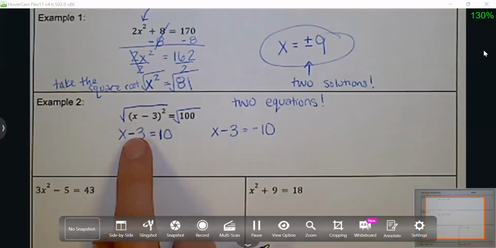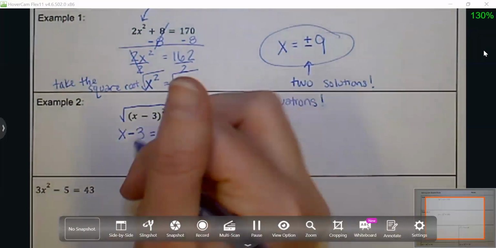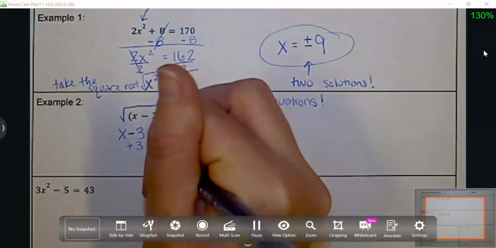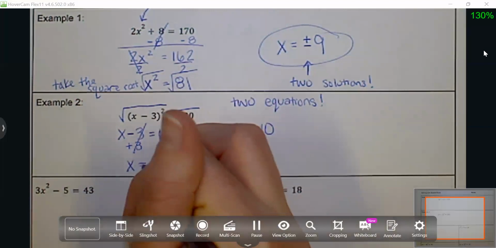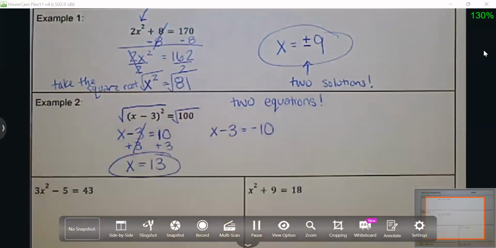X minus 3 equals 10. I want to do the opposite. So I'm going to add 3 to both sides. And I am left with x equals 13 as my first solution.